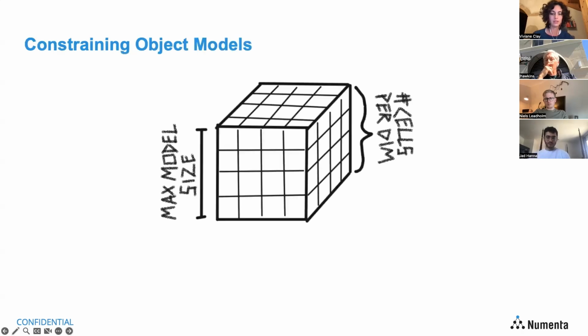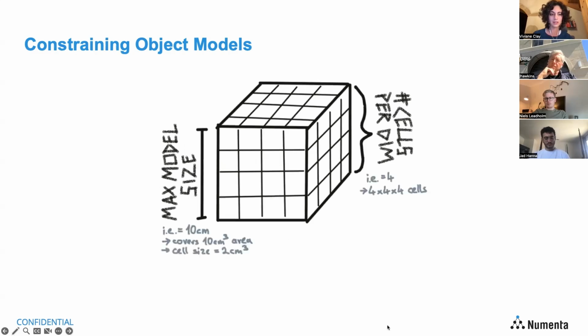How I'm doing this is to have three constraints. Two are shown here. One is the maximum model size. Here are just some examples. For example, it could say this learning module can learn objects of up to 10 cubic centimeters, physical size in the world. And then the second one is the number of cells per dimension. For example, in this drawing it would be 4, so it'd be 4 by 4 by 4 cells. Each cell covers a space of 2 cubic centimeters.